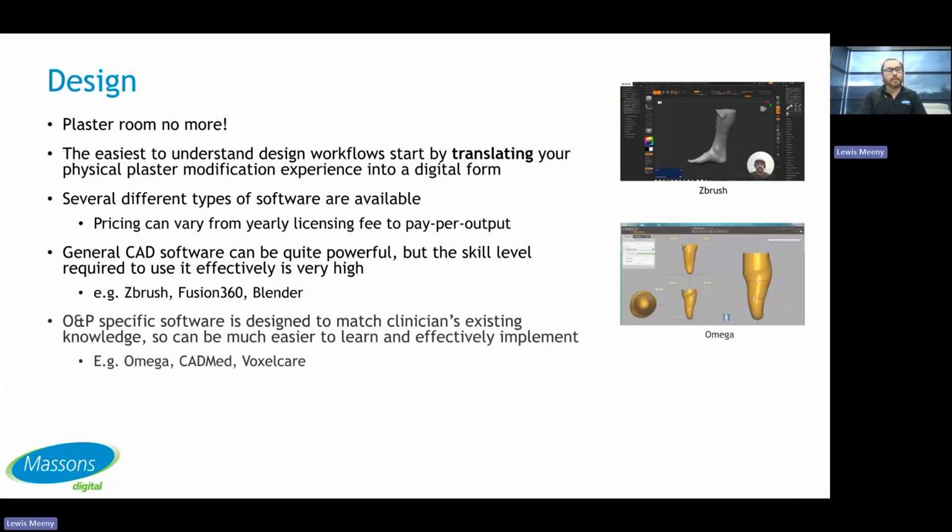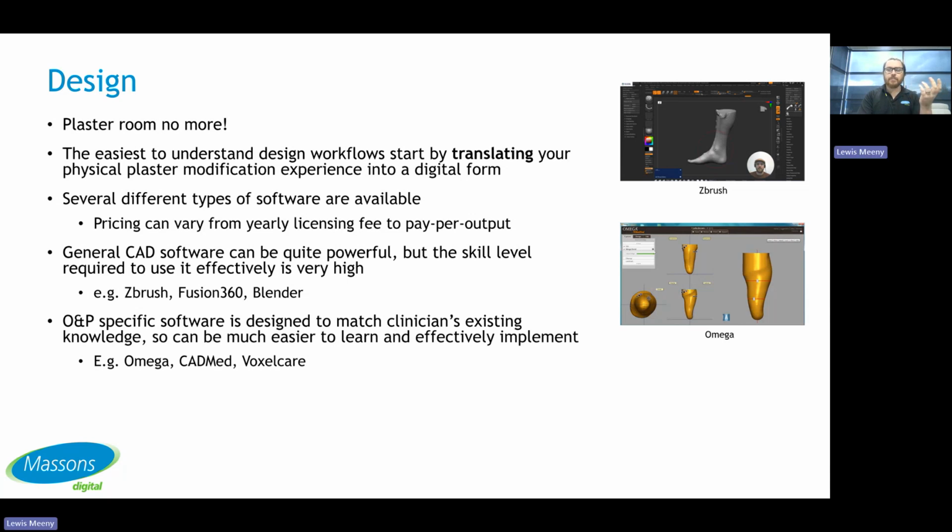For our industry, especially in Australia, what we see more often is O&P specific CAD software. That's designed to match your existing knowledge, often using terms you're familiar with. Like instead of bending, it might be plantar flexion, dorsiflexion specifically. It uses AP/ML instead of left and right, all the terms that you're used to. O&P specific software like Omega, CADMet, or VoxelCare is tailored to work with your clinical knowledge already.